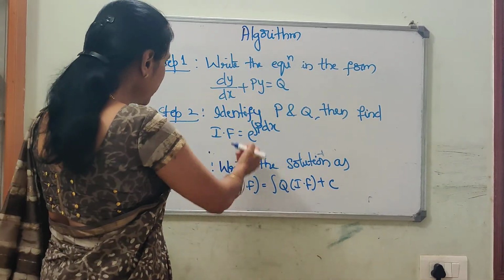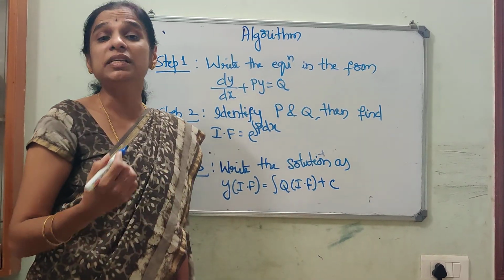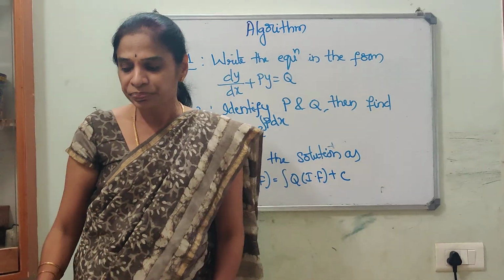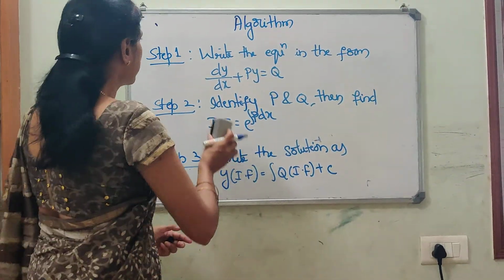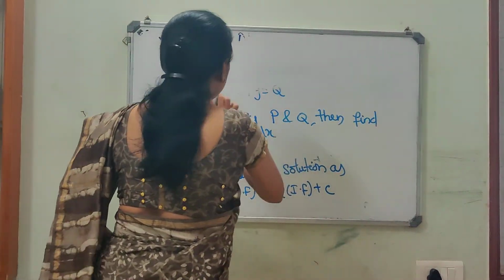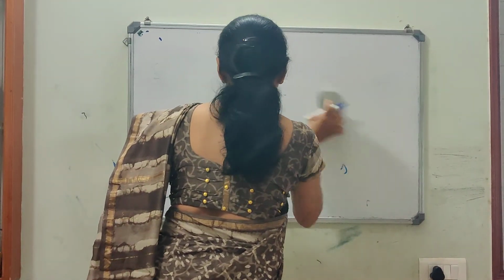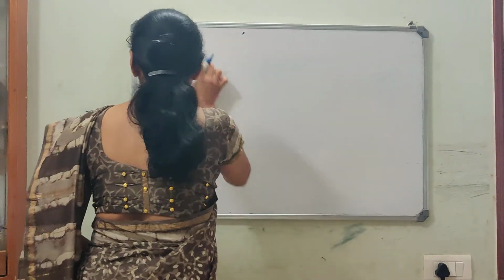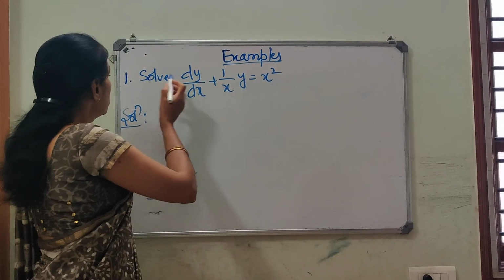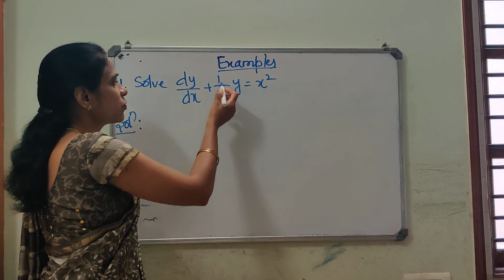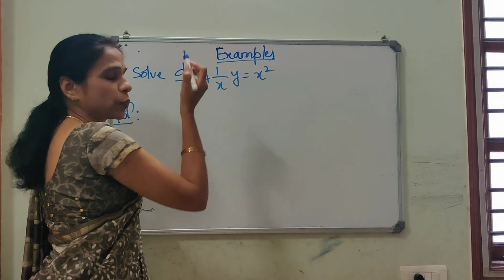So, if you remember these 3 steps, it becomes easy for you to solve any linear differential equation. Let us see whether we have understood this procedure of finding the solution for a linear differential equation or not by considering some examples. So first we will take up this example. Solve dy by dx plus 1 by x y is equal to x square.